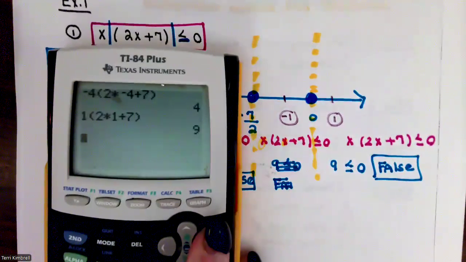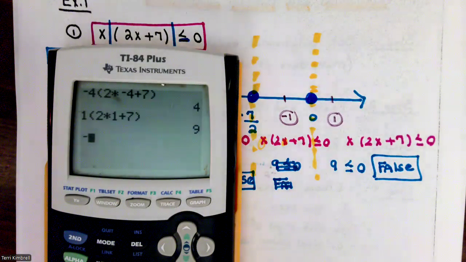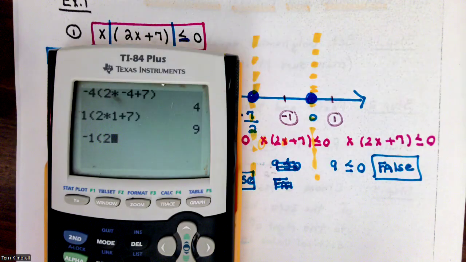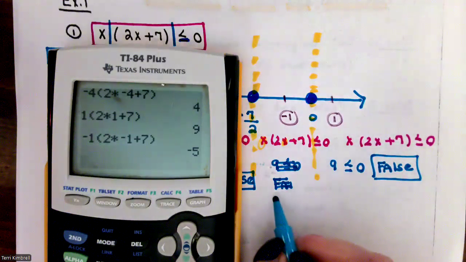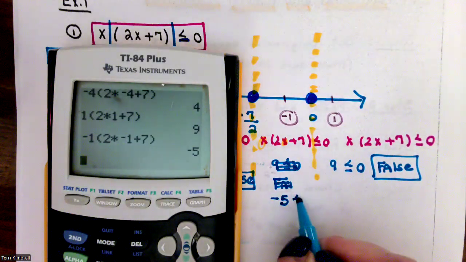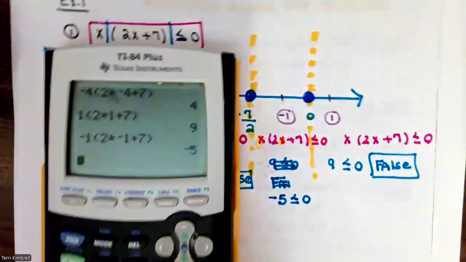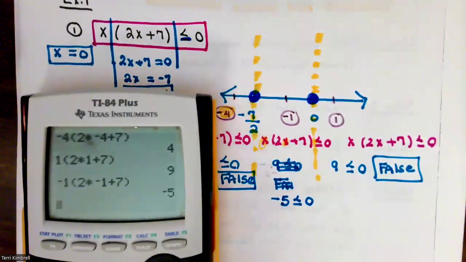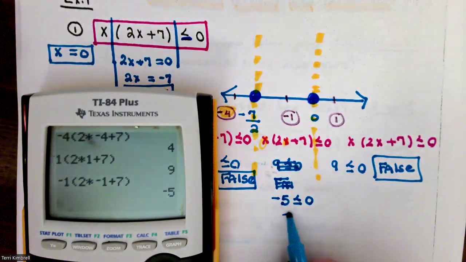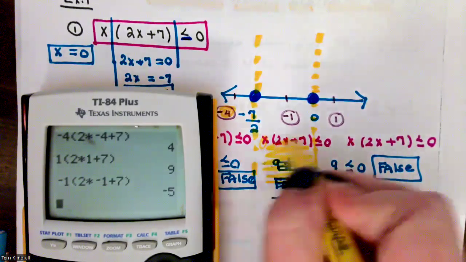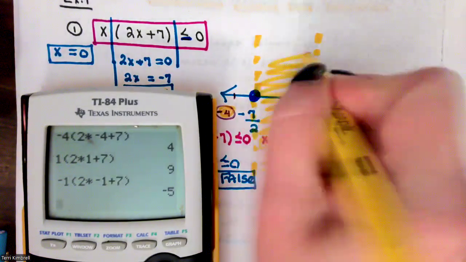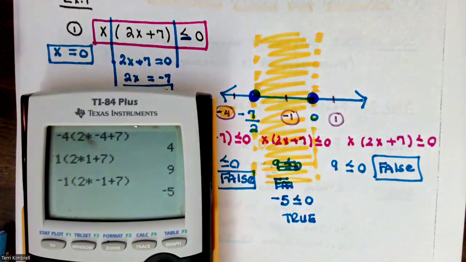Let me go back and check the middle. So I'm putting a negative 1. And when I put a negative 1, I get a negative 5. So is negative 5 less than or equal to 0? So that would be true. So that means that my true answers are going to lie in the middle.